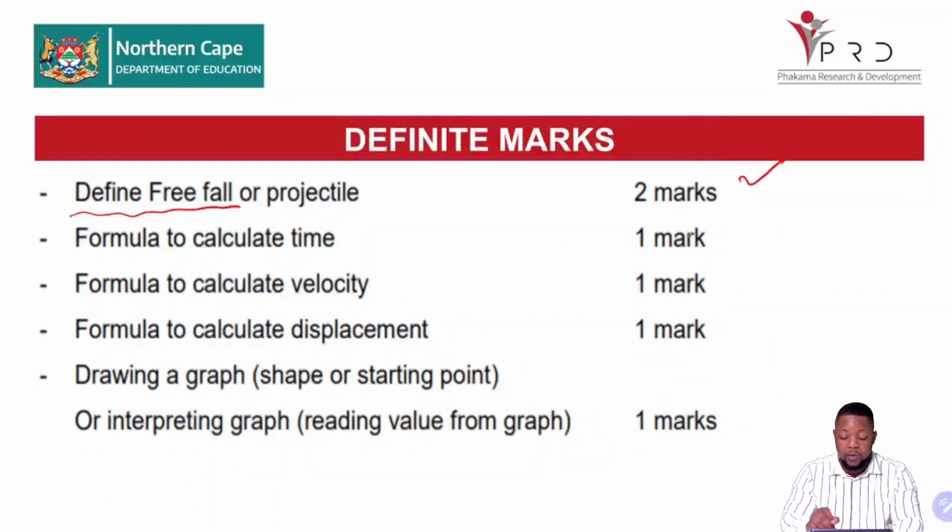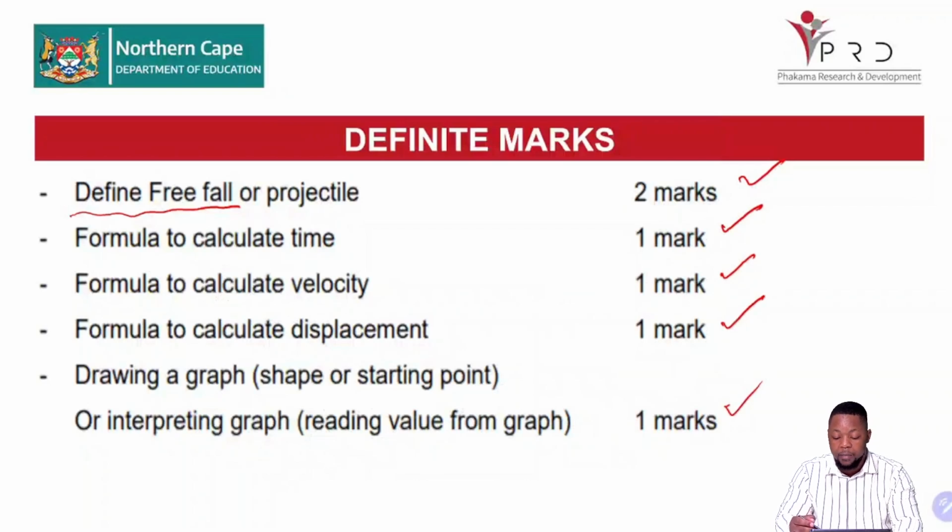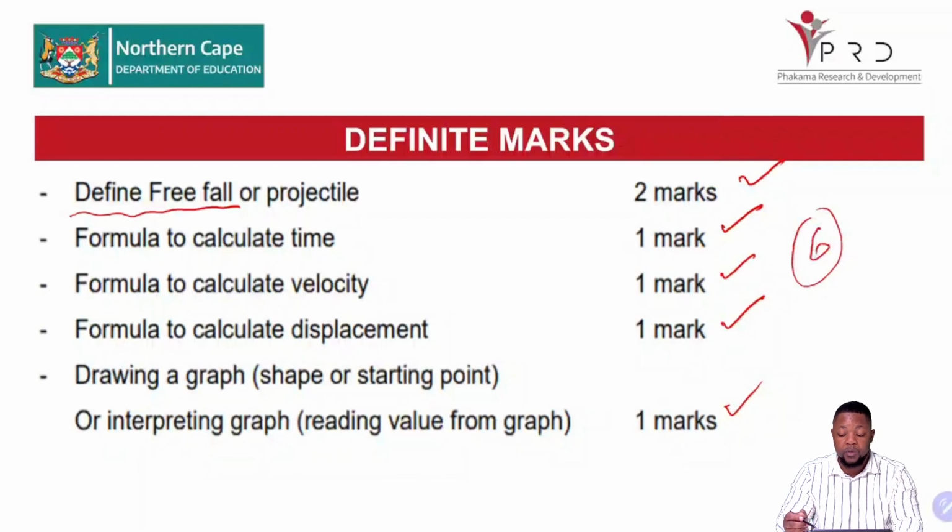The formula to calculate time, you get 1 mark. The formula to calculate velocity, 1 mark from all the 4 formulas. Displacement, 1 mark. Drawing a graph or interpreting a graph, the definite mark is 1 mark. So here we have a total of 6 marks, which are definite marks. So no learner should get less than 6 marks in projectile motion.